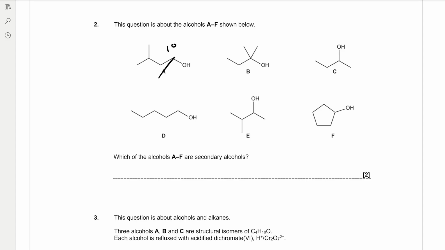B, we can see that the carbon it's attached to is attached to 1, 2, 3 carbon atoms, so that's a tertiary alcohol. C is a secondary alcohol because the carbon that the alcohol group is attached to is attached to 2 carbons. Then D is a primary alcohol again because the carbon the alcohol group is attached to is only attached to 1 carbon atom. E is a secondary alcohol. And then F is also a secondary alcohol.